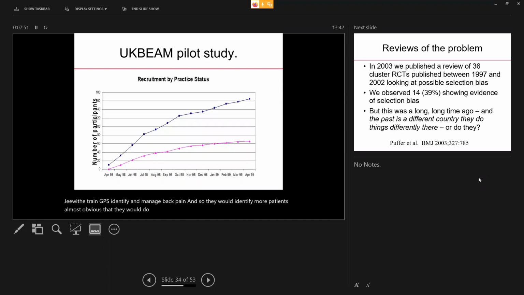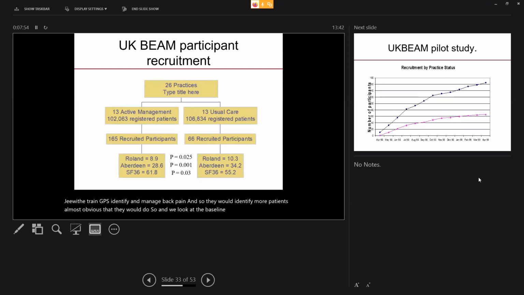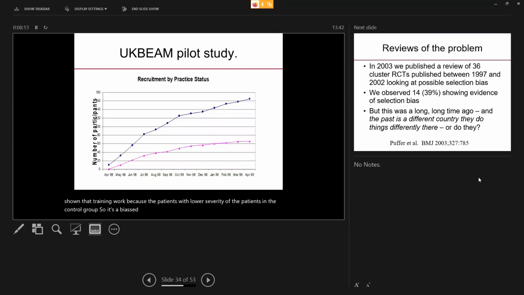And we look at the baseline characteristics of the patients, and we see that the intervention group have a better outcome at baseline than the control group. So had we continued with that trial design, we'd have shown that training worked because the patients were of lower severity than the patients in the control group. So it was a biased trial. As you can see, these are the recruitment graphs for that trial. From almost the start, there's double the number of patients recruited in the intervention group rather than the control group.